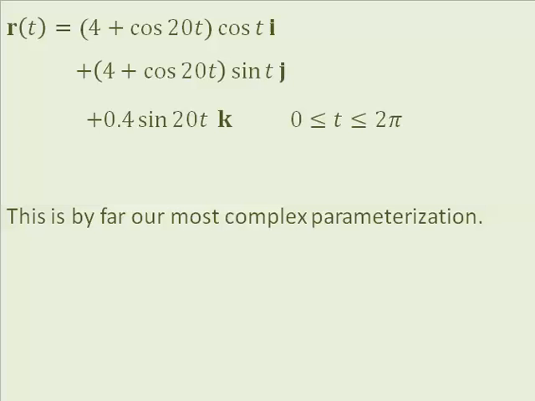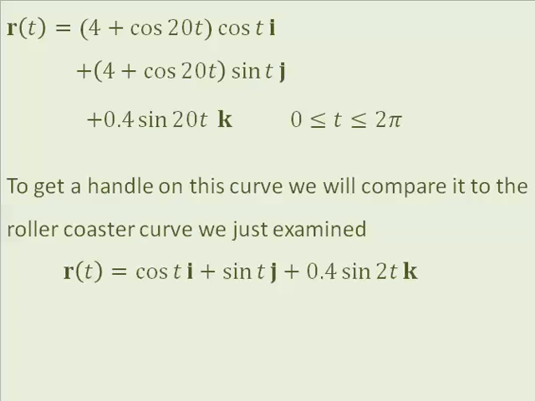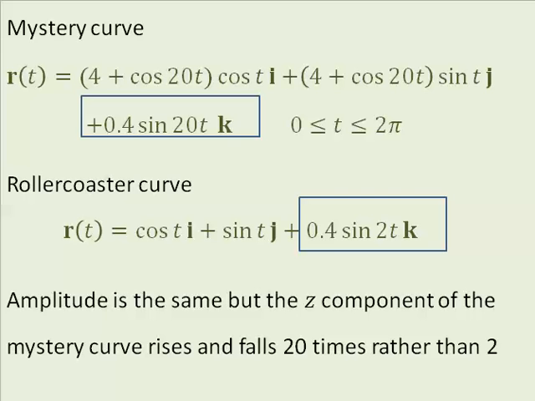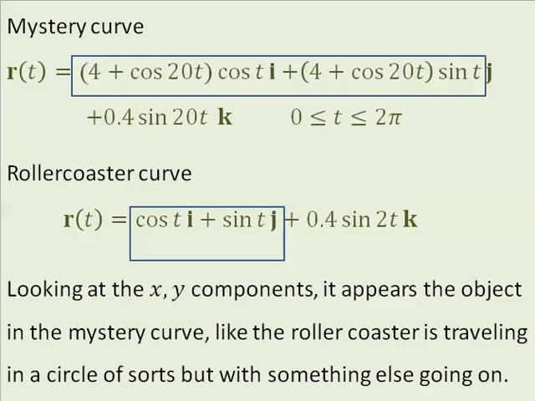This one is fairly complex, and don't be surprised if you get confused. I'm going to try to see if I can help you understand what we're looking at. To get a handle on this curve, we will compare it to the roller coaster curve we just examined. First, look at the z component of each parameterization. They're very similar, but what is the difference that you see? The amplitude is the same. It goes up to 0.4 and down to negative 0.4. But the z component of the mystery curve rises and falls 20 times rather than 2. Looking at the x and y components, it appears the object of the mystery curve, like the roller coaster curve, is traveling in a circle of sorts, but something else is going on.